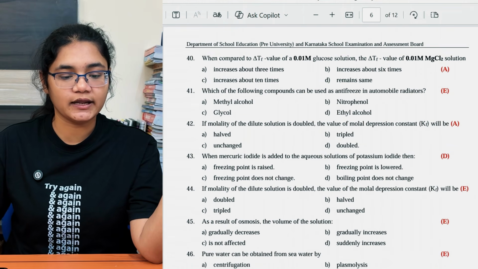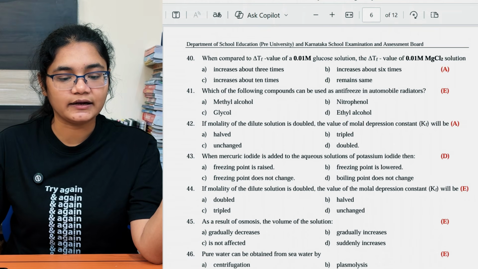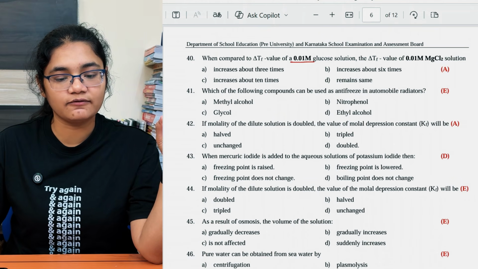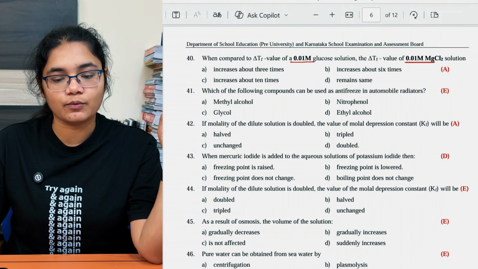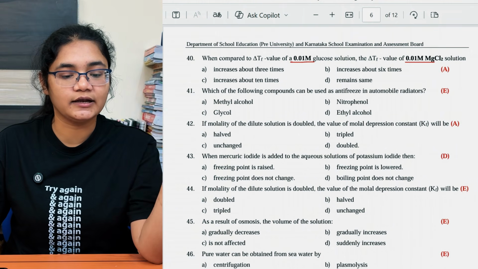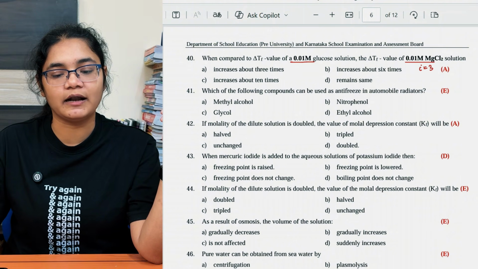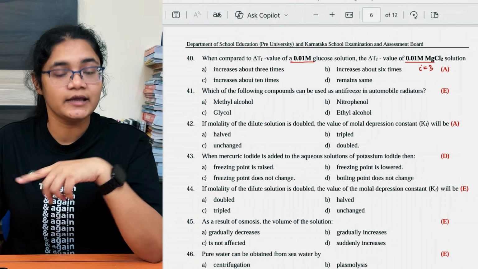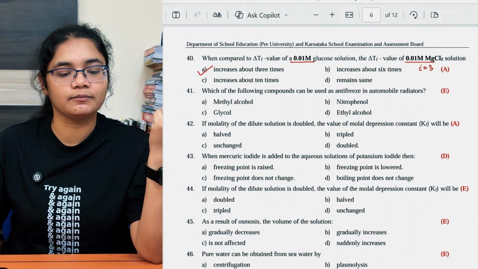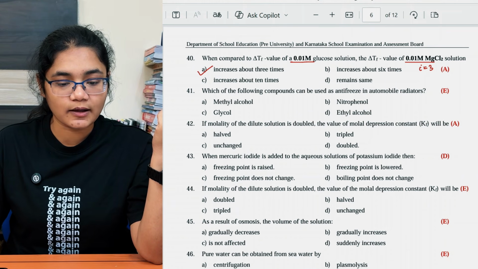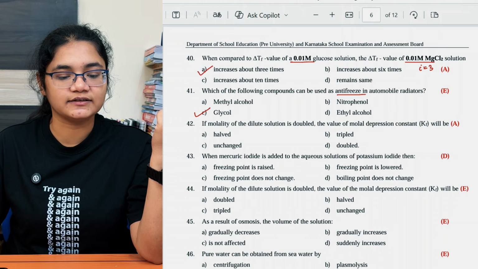Next question number 40, which when compared the ΔTf value for 0.01 of glucose and for 0.01 of MgCl2 solution it increases. So for the ΔTf value, here you can see the i value is equal to 3, so we will multiply, so here it will be 0.03. It increases by 3 times, so option A here. Next, which of the following compounds can be used as antifreeze, that is your glycol?